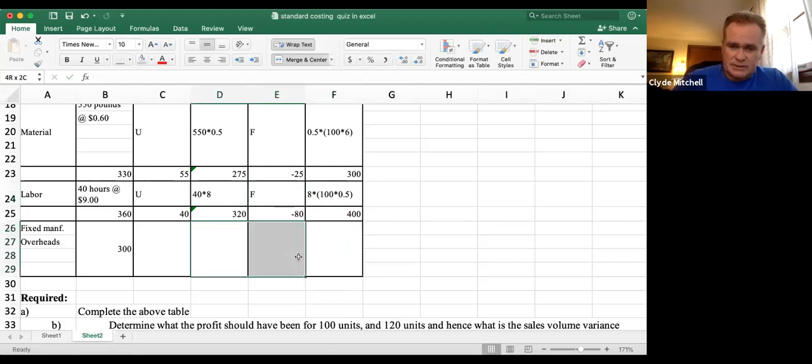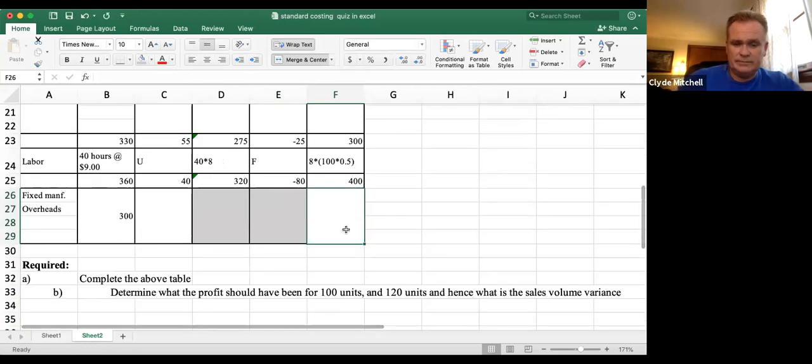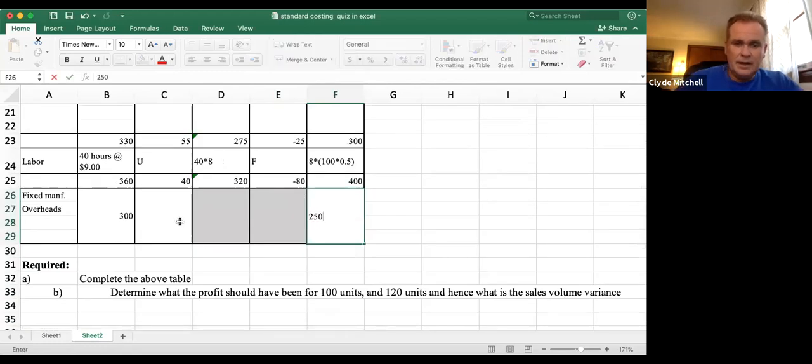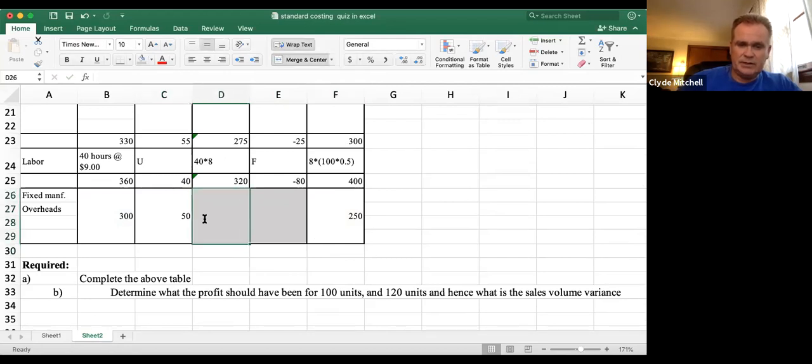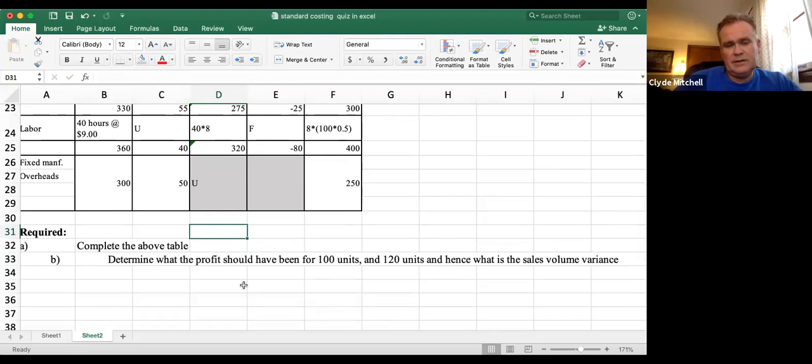And then finally we get to fixed costs. And remember, with fixed costs, we can't have a volume variance or efficiency variance if we're using flexible variable costing. So all we need to do is go and put down our budgeted amount, which in this case was 250. And we have a difference here of the 300 minus the 250. 50. I didn't leave myself any room there, but that's going to be unfavorable because actual is more than it should be.